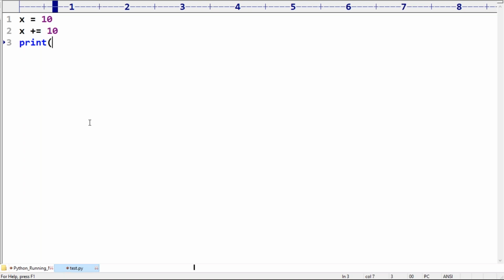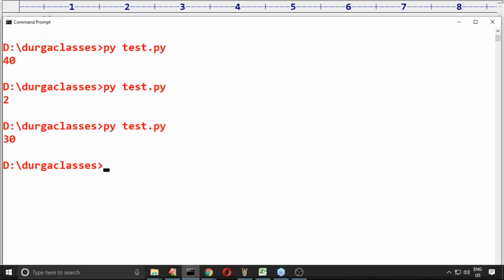So now print of x. Anyone, can you please tell what is the answer we are going to get? Let me take 20. Sir, what is the answer we are going to get? x plus equal to 20 means x is equal to x plus 20. x is equal to x plus 20 means 10 plus 20 is 30. So print of x means we are getting 30. Any doubt? Please confirm. Clear, right?